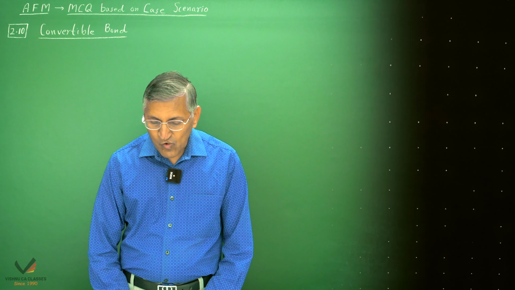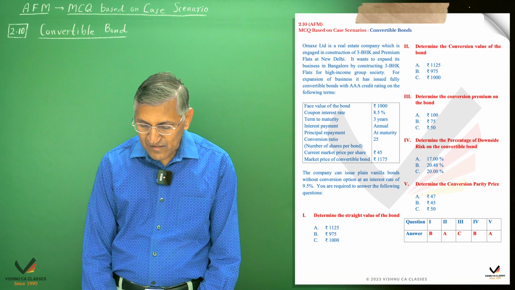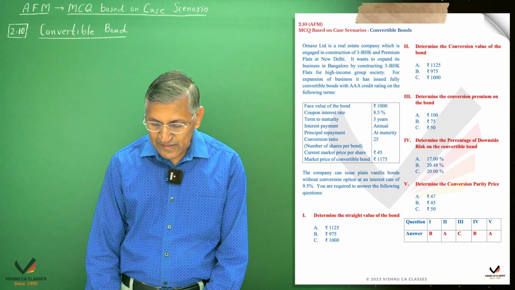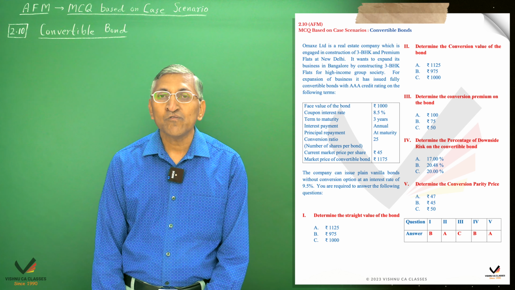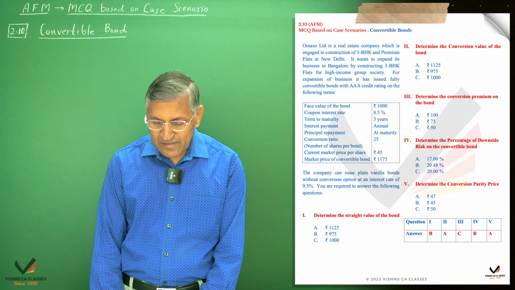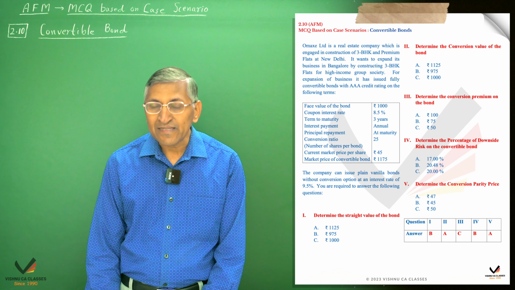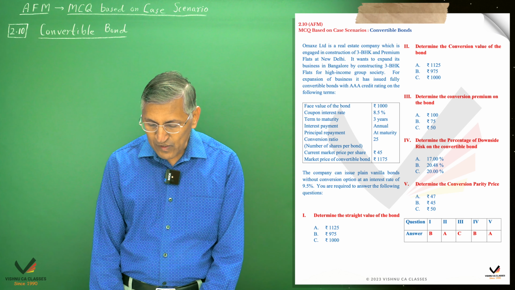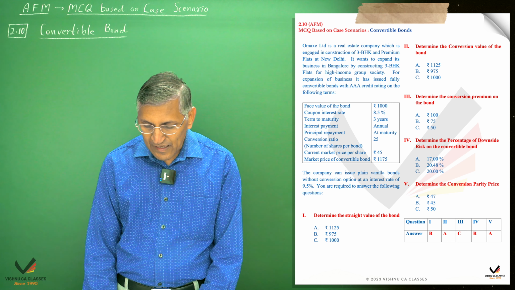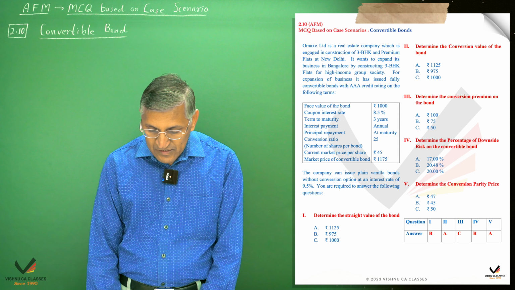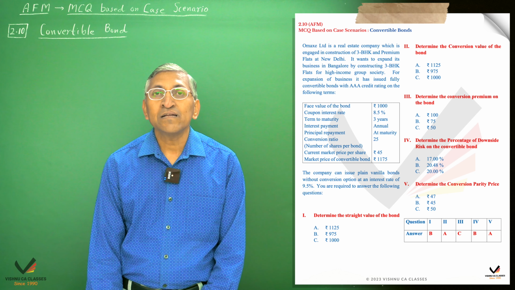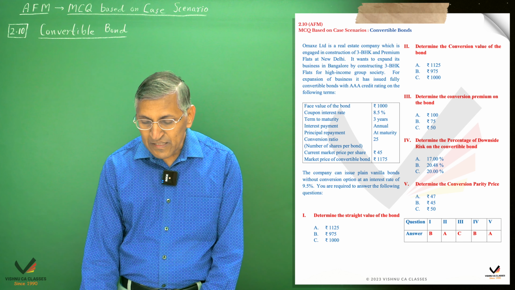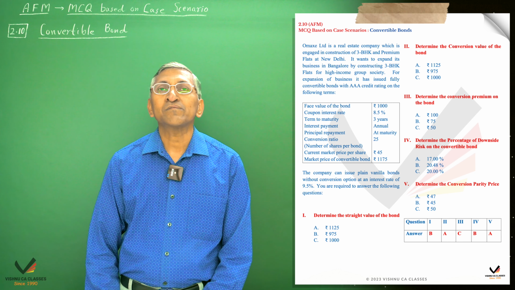So we are given Gecko Omax Limited is a real estate company which is engaged in construction of 3 BHK and premium flats at New Delhi. It wants to expand its business in Bangalore by constructing 3 BHK flats for high income group society and for expansion of business. So it has issued fully convertible bonds with a AAA credit rating on the following terms.